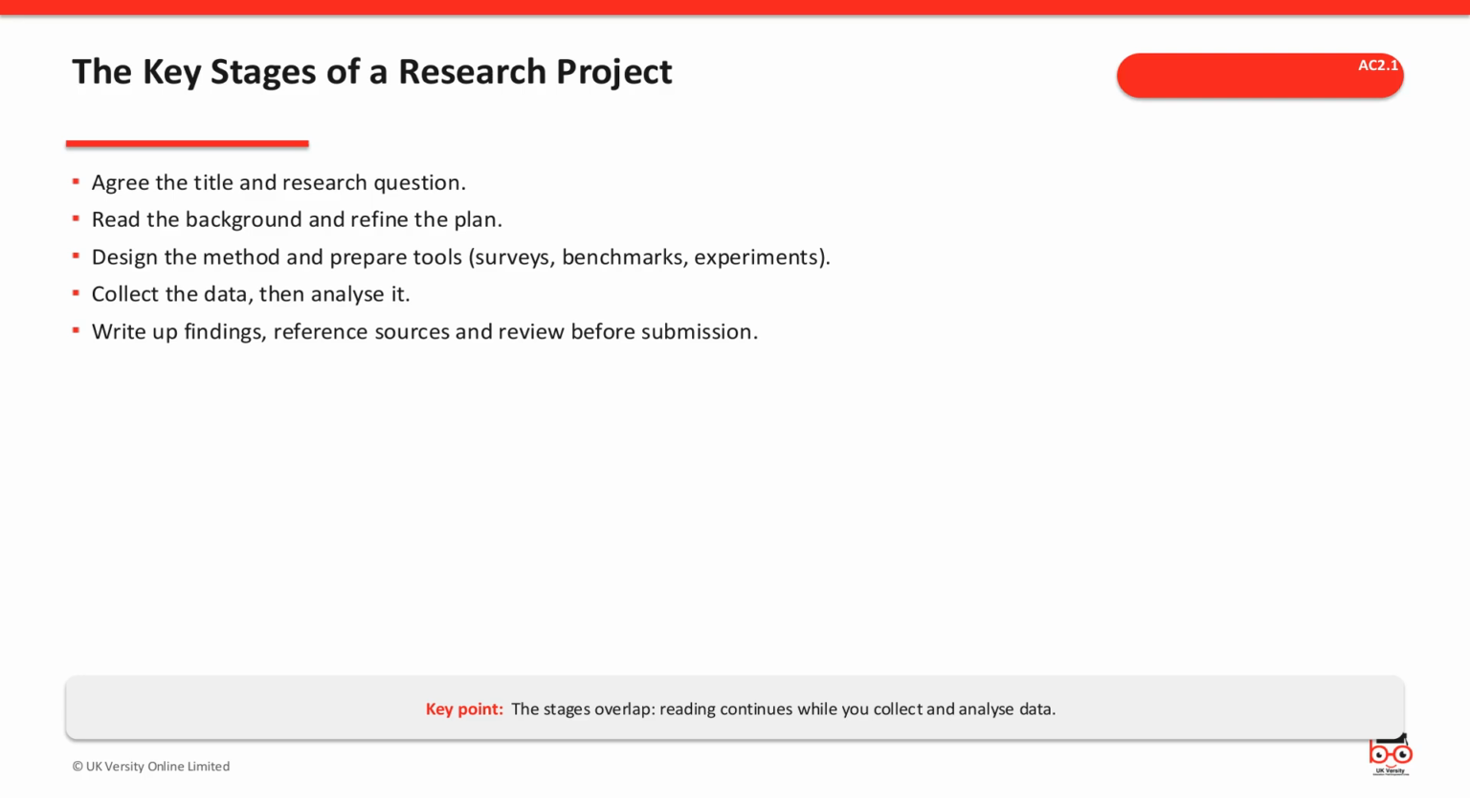You agree the title and question, read the background, and refine your plan, then design the method and prepare your tools, whether that's a survey, a benchmark, or an experiment. After that, you collect the data and analyze it, and finally you write up your findings, reference your sources, and review everything before submission. One thing worth remembering is that these stages overlap, so your background reading carries on even while you're collecting and analyzing data.